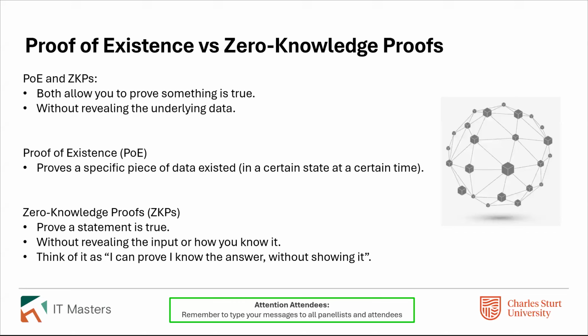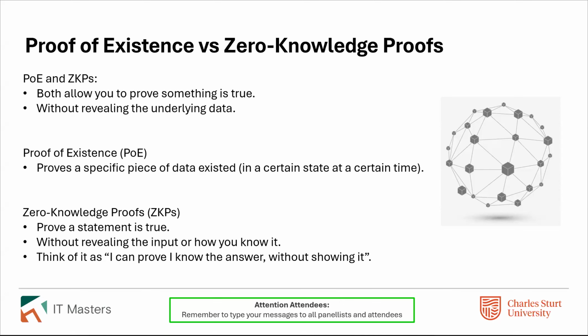So proof of existence and ZKPs both allow you to prove something is true without revealing the underlying data. Proof of existence proves a specific piece of data existed in a certain state in a certain time. So you can say, I've hashed my newest invention, but I'm not going to show you what it is, but there's the hash for it out there. But in zero knowledge proofs, you can actually prove a statement is true. I am over 18. I have voted. I do have $10 in my bank account. I did pay that person, etc., without showing that information. And you can think of it as, I can prove I know the answer without showing it.